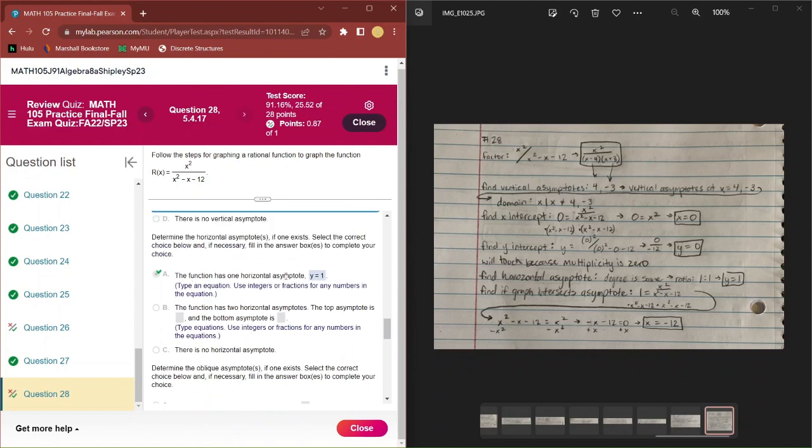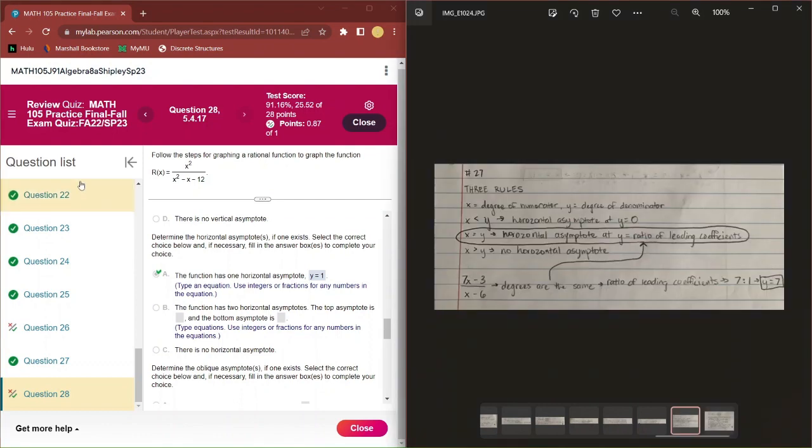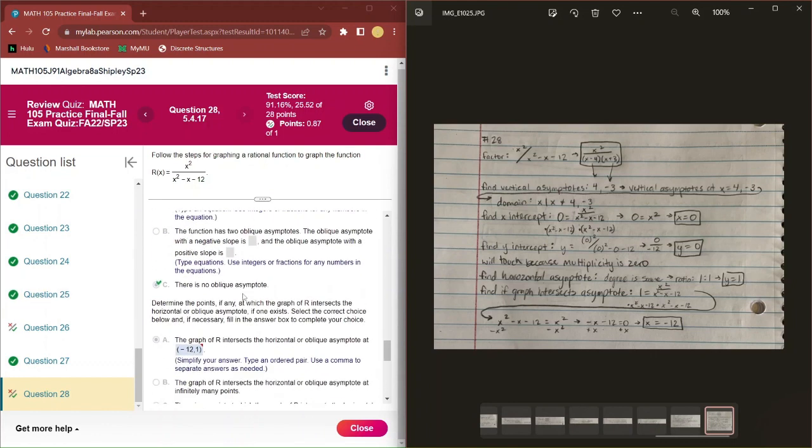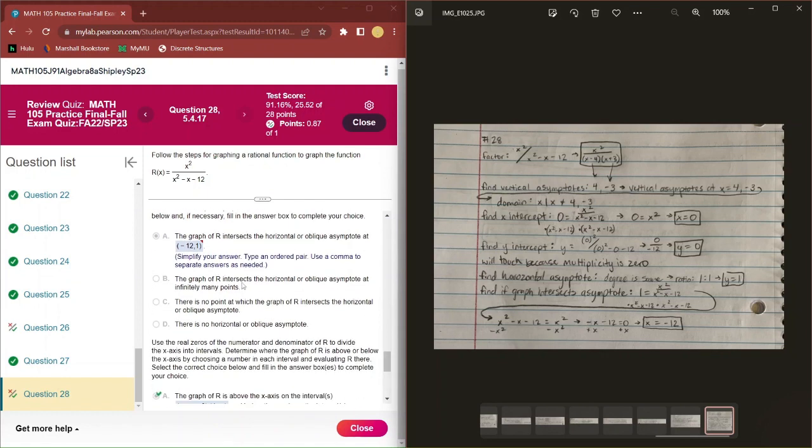For the horizontal asymptote, have you solved for that? Oh, that's right. You do the 3 steps again, like you did back here. So the degrees are the same, which means you do the ratio, and it's just 1 to 1. So that means the horizontal asymptote is just y equals 1. There's no oblique, just because there isn't. There never is.